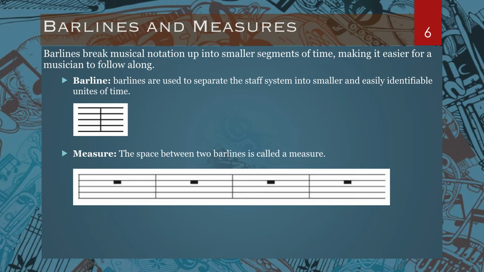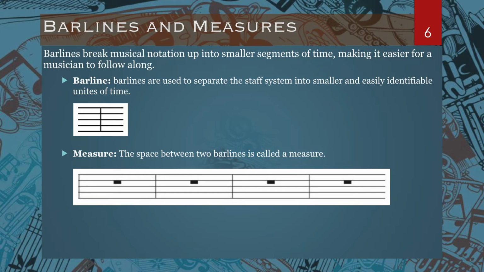You see an image of a bar line. There's a staff system with the 5 horizontal lines, and then the bar line is a single vertical line that comes down through the center of the staff system. Now, if you look at the next example, the measure is the space between the 2 bar lines. So in this example, you actually have 4 different measures. You can count them. 1, 2, 3, 4.